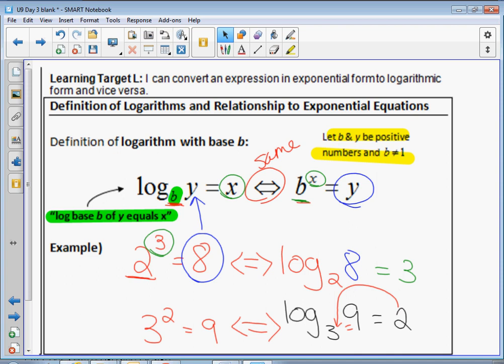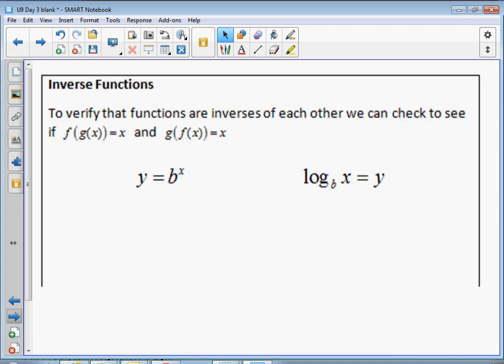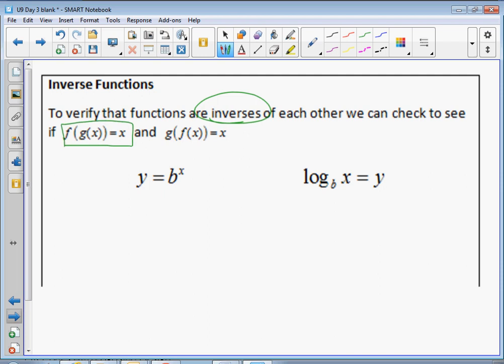Actually, before we convert back and forth, sorry, keeping this all in one video. Let's talk about the inverse functions. If we find inverses, one way to verify that functions are inverses is that we can check and see if f of g of x equals x, and check to see if g of f of x equals x.